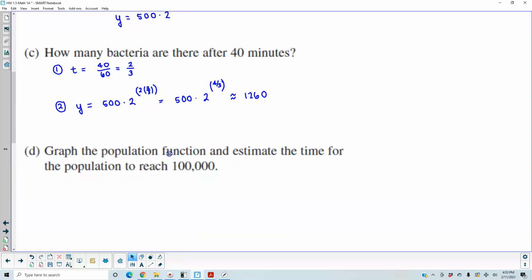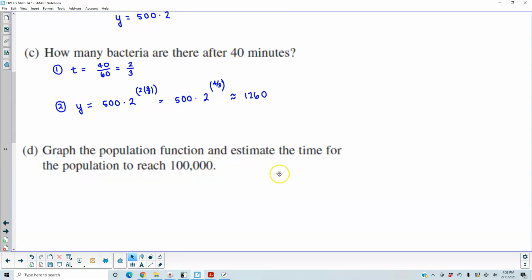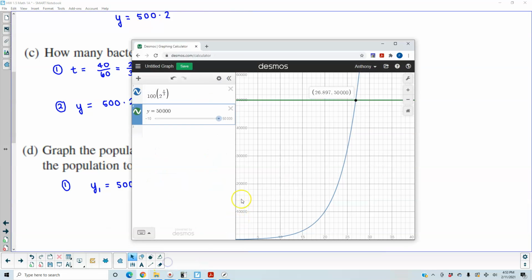Okay, next question, part D. It says, graph the population function and estimate the time for the population to reach 100,000. So that means we're going to graph two functions. The first one, we can call it y1, which was 500 times 2 to the power of 2t. We can graph the other, which is y2, which is equal to 100,000. So let's see what happens when we graph those two.